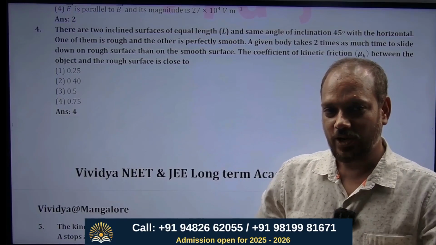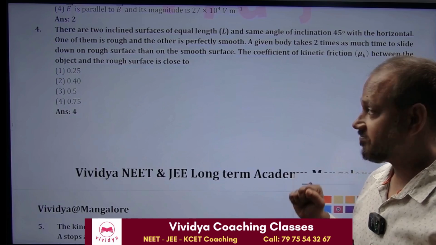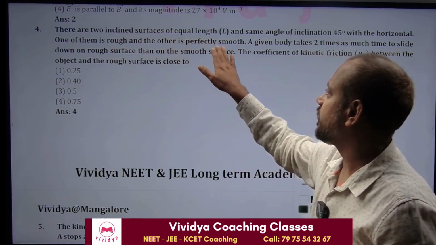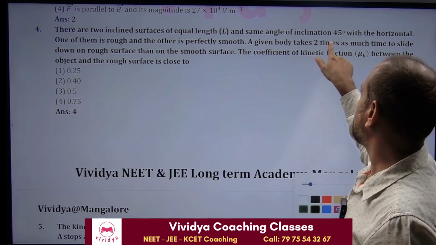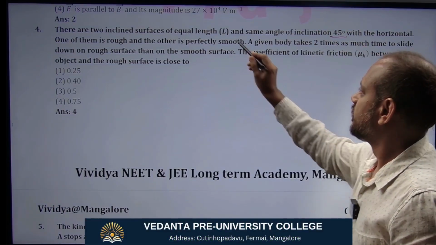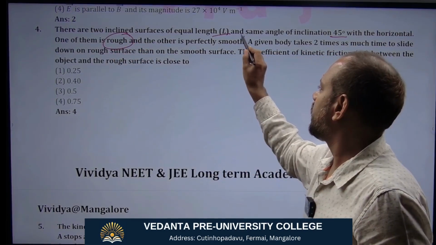Okay. So let us see this question, guys. Asked in 2025 NEET. What is this question about? So here we have two inclined plane surfaces and they are inclined at the same angle, 45 degrees, right? Then one of them is rough and the other is perfectly smooth.